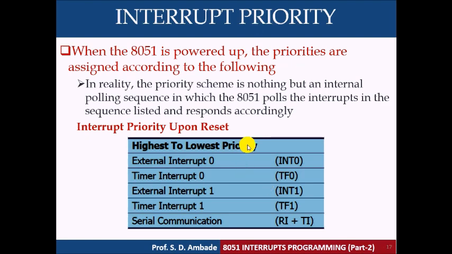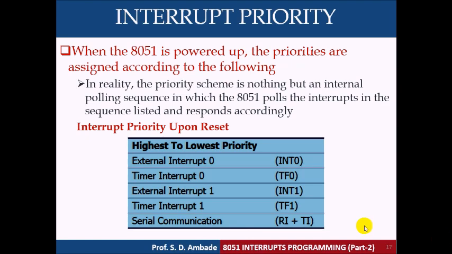Here is the table, highest to lowest priority of interrupt. External interrupt 0 is the highest priority. After that, timer interrupt 0 has the second highest priority, then external interrupt 1 has the third highest priority, timer interrupt 1 has the fourth highest priority, then there is the serial communication interrupt which has the last priority of interrupt.